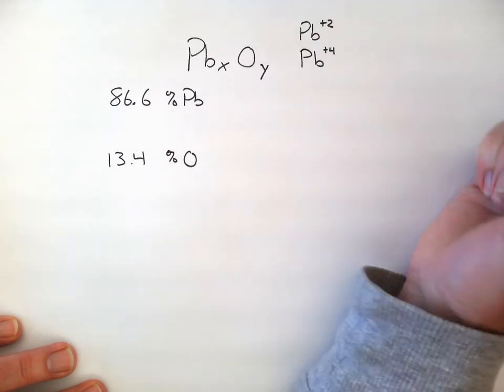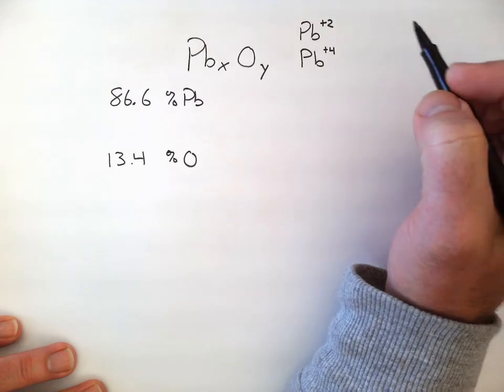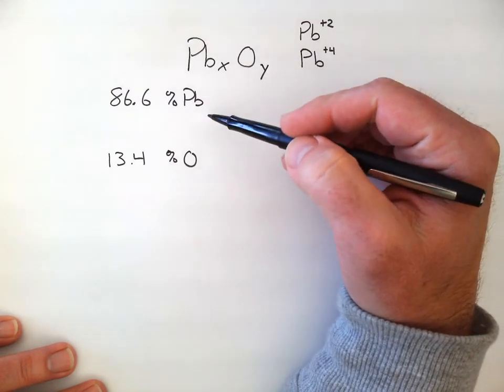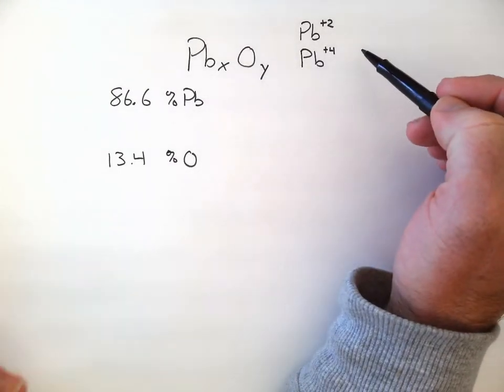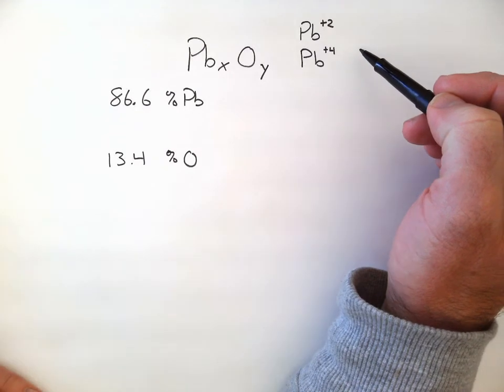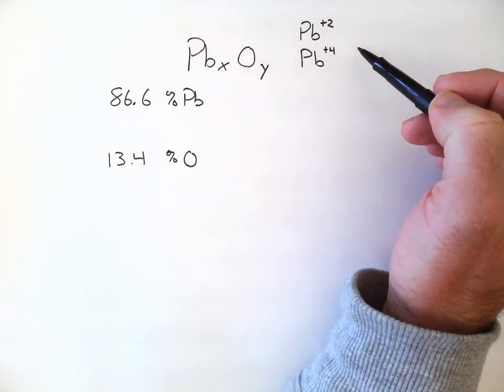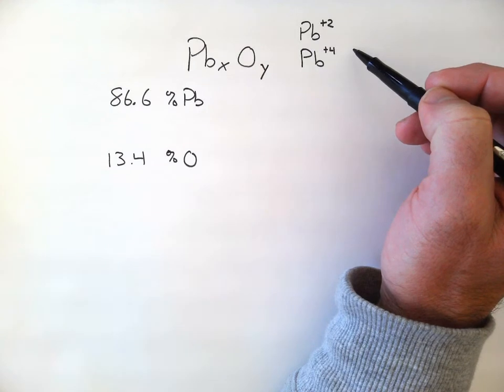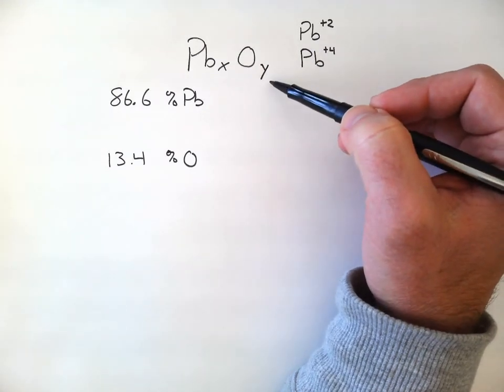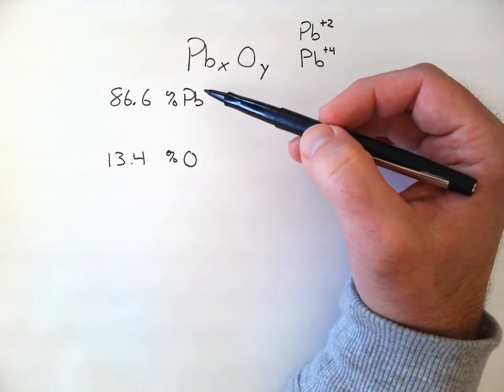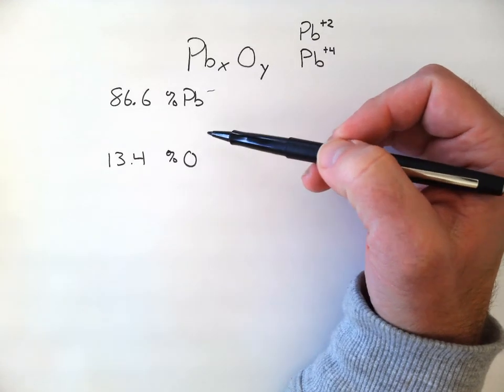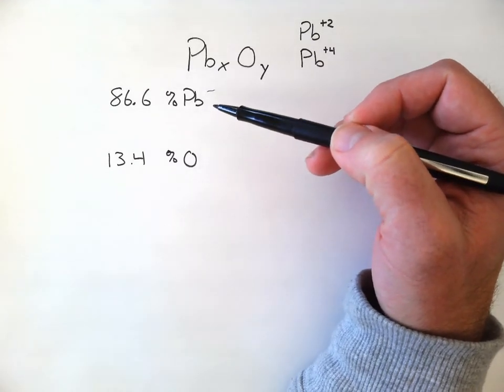+2 and +4. So we're not told which one it is here, so we would just be guessing if we picked one of those and tried to balance the charge with oxygen. So we're not going to do that today. What we are going to do is calculate the empirical formula of this compound based on the amounts given. Now, the 4 steps for finding an empirical formula are always the same.